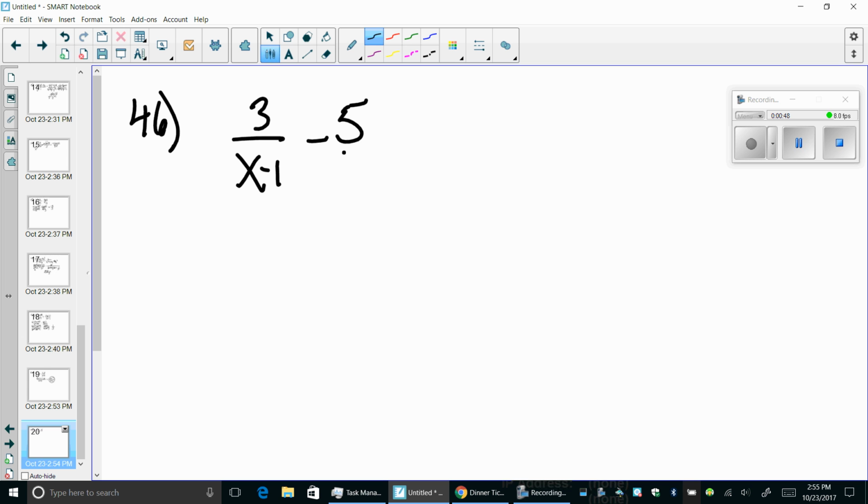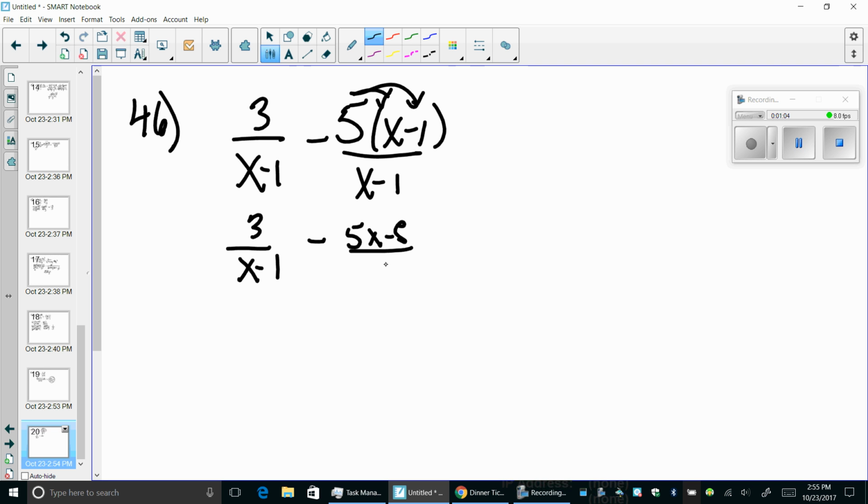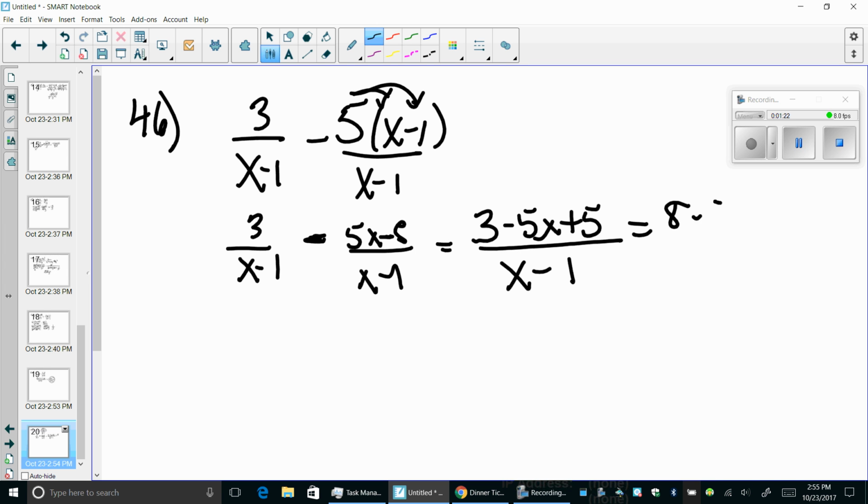I need to have the same denominator, so this is going to need an x minus 1. So what I do is I add it in the numerator and the denominator. So it's 3 over x minus 1 minus, this would be 5x minus 5 over x minus 1. So they have the same denominator. It's x minus 1, and then the top is going to be 3. Look, it's minus both of these. So if I write it out, it's going to be minus 5x, and then it'd be minus a minus 5, which would be plus 5. And I get 8 minus 5x on the top and x minus 1 on the bottom.